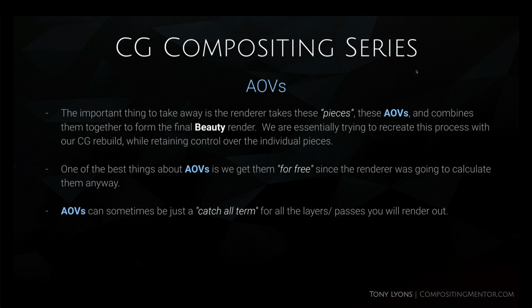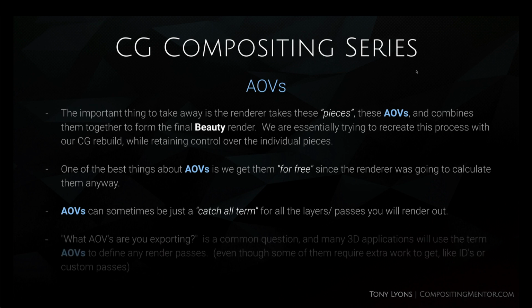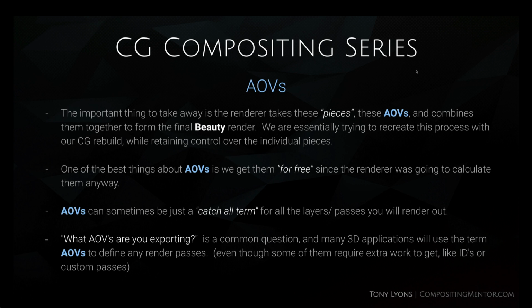AOVs can sometimes just be a catch-all term for all the layers and passes that you need to render out. For example, what AOVs are you exporting is a very common question, and many 3D applications even use the term AOVs to define any render pass, even though some of them do require some extra work to get, like IDs or custom passes. So AOVs and render passes are essentially the same thing. All AOVs are render passes, but perhaps not all render passes are AOVs.